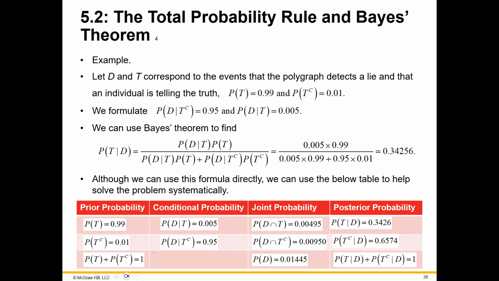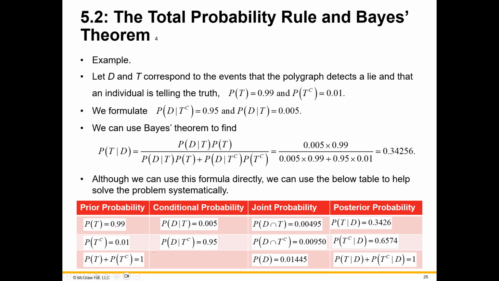But we can break this down into a table, which just makes it easier, in my opinion, than having to throw it in the formula. I mean, yes, you can throw it in the formula once you have it memorized. This is just easier to break down right here. So how did we come to these numbers? The prior probability that we had right now was that there's a 99% chance of them telling the truth and a 1% chance of lying.